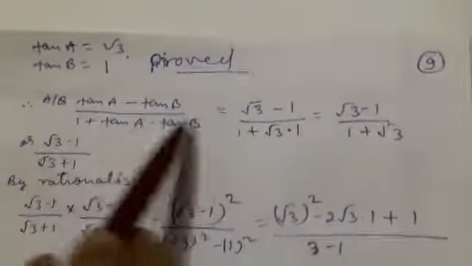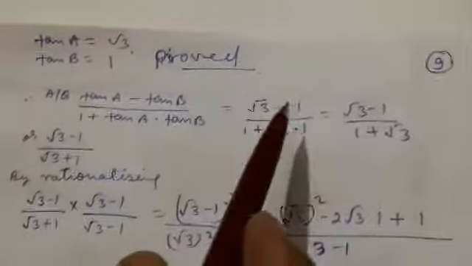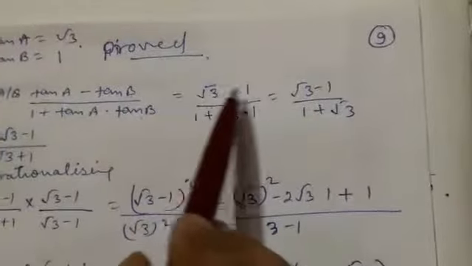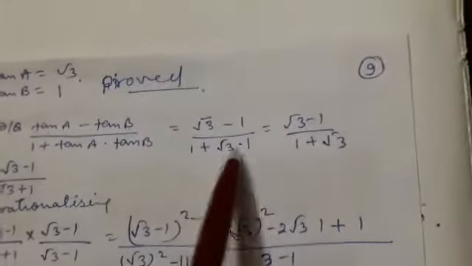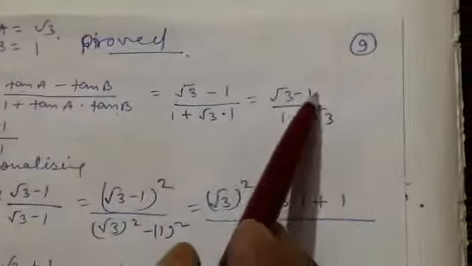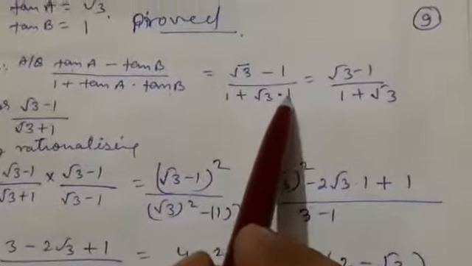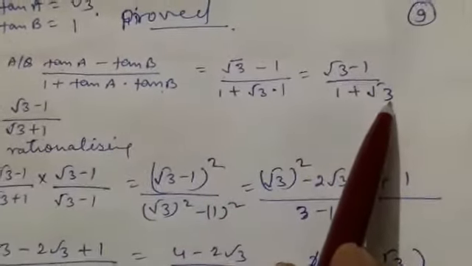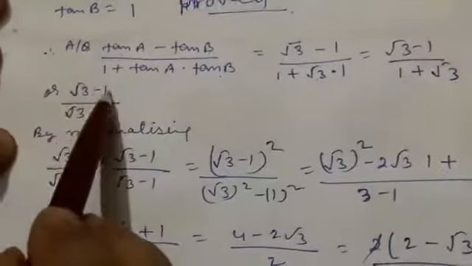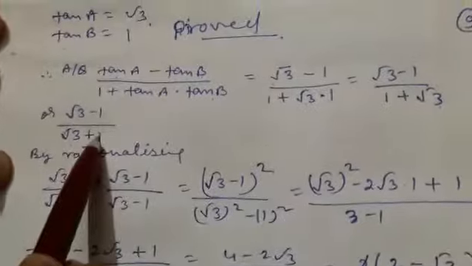Now according to this question, (tan A minus tan B) upon (1 plus tan A into tan B), let us put in their values. Root 3 minus 1 upon 1 plus root 3 into 1. So root 3 into 1 will be root 3. So we can write root 3 minus 1 upon root 3 plus 1.